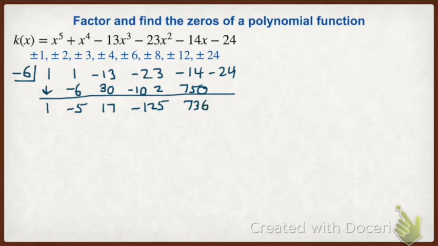We multiply this by negative 6. Negative 6 times 6 is 36. Then we have negative 18 and 3 is 21.